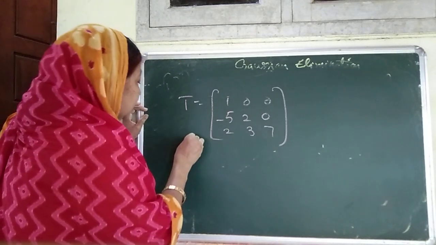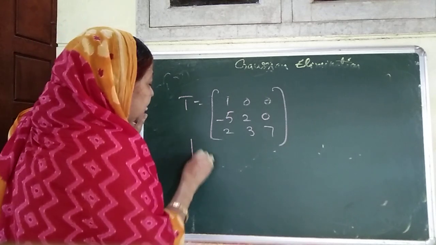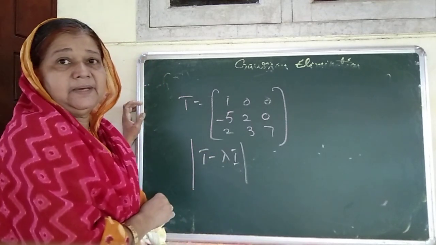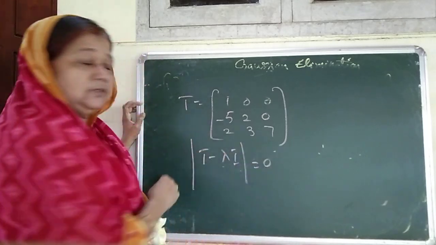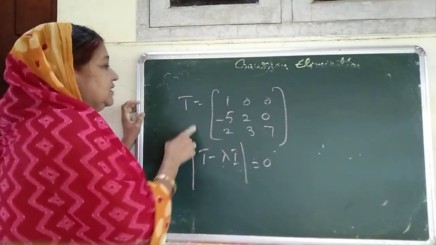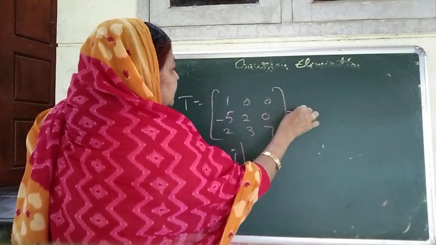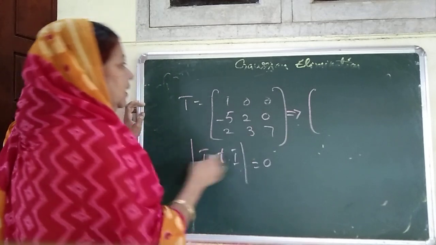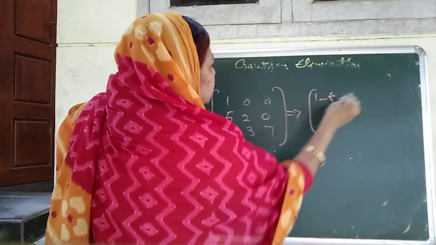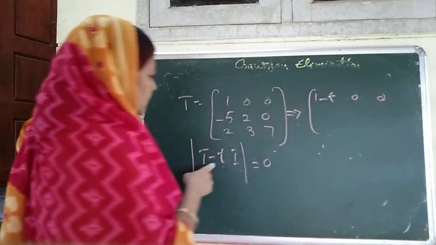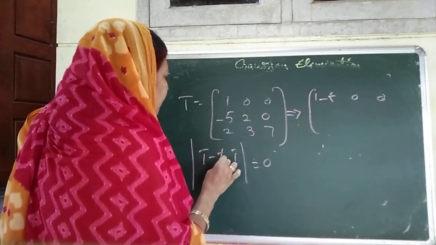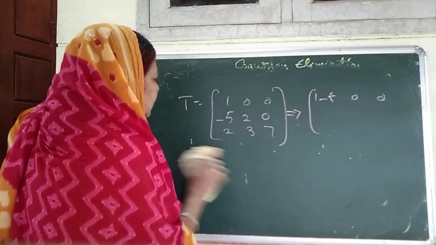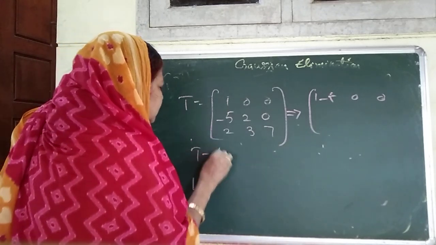The characteristic equation is nothing but the determinant of T minus lambda I equal to 0. So what is the characteristic equation? Here it is the determinant of capital T minus small t times I.